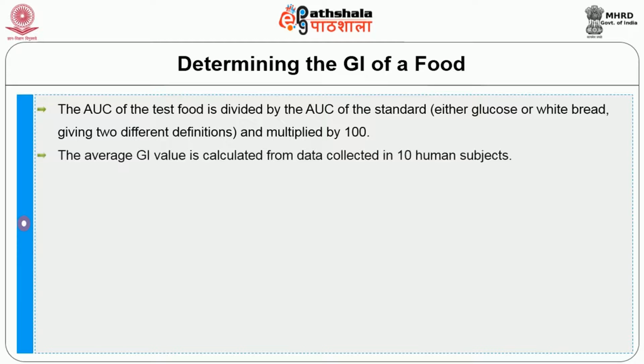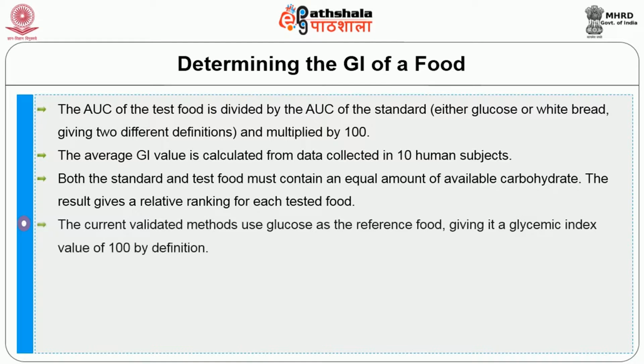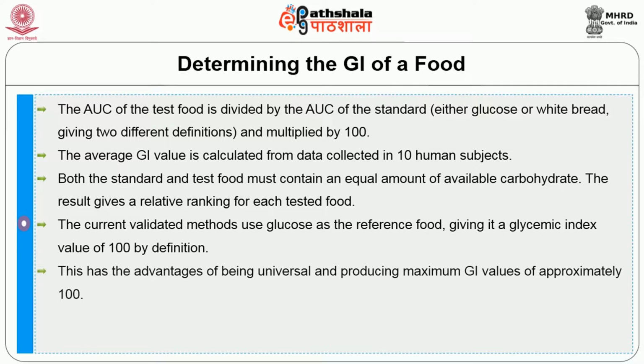The average glycemic value is calculated from the data collected from a minimum of 10 human subjects. Both the standard and the test food must contain an equal amount of available carbohydrate. The result gives a relative ranking for each test food. The current validated methods use glucose as a reference food, giving it a glycemic index value of 100 by definition. This has the advantages of being universal and producing a maximum GI value of approximately 100.